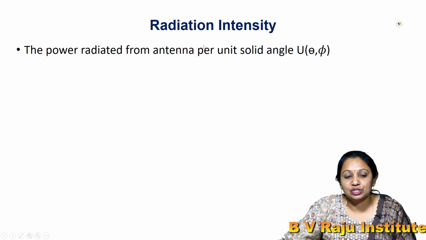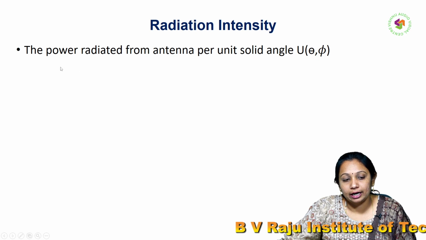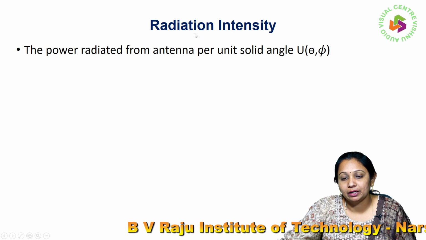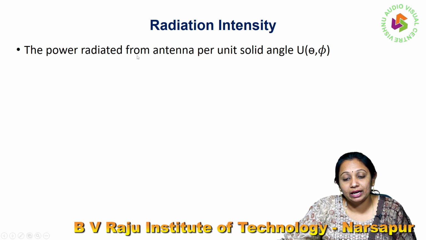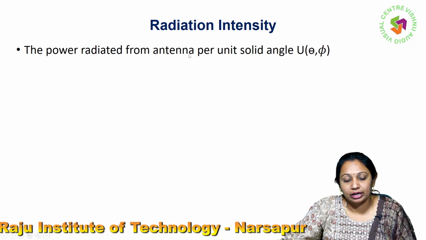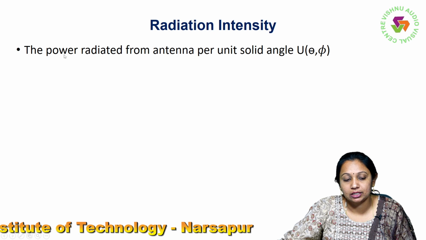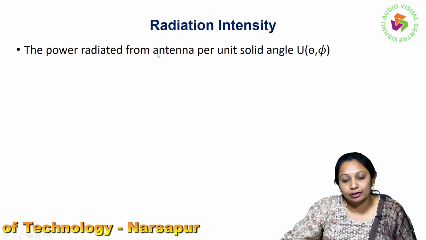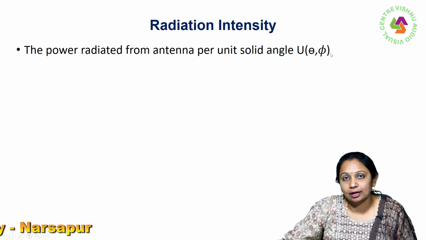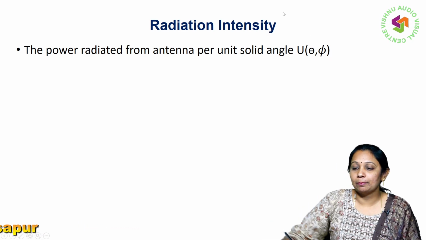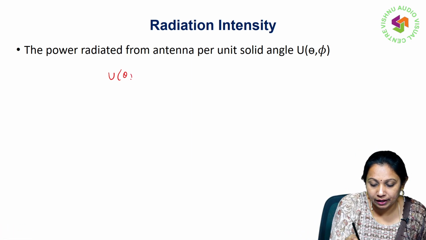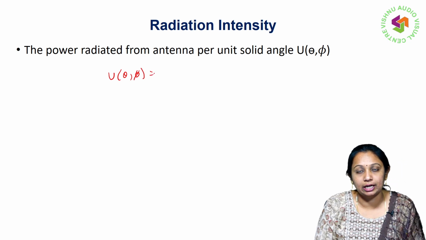Now, the radiation intensity. The next fundamental parameter is radiation intensity. It is the power radiated from the antenna per unit solid angle. This is the definition of radiation intensity: how much power is radiated from the antenna per unit solid angle. That is U(θ, φ), where U(θ, φ) is the notation for the radiation intensity.